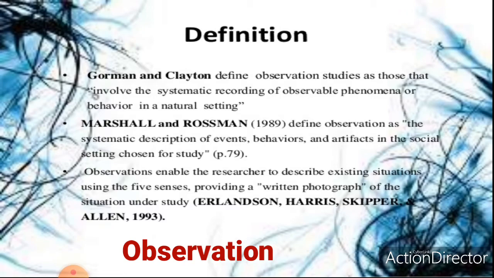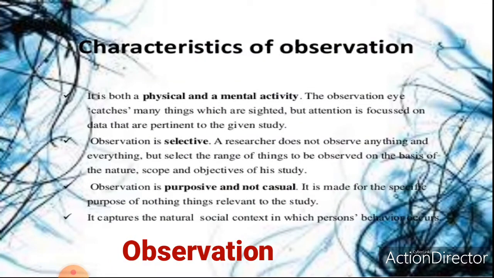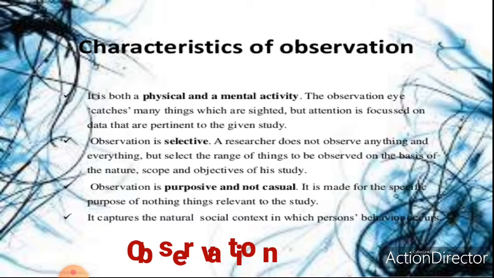Hope you understand. Now, moving to the next topic, that is characteristics of observation or features of observation. First one is observation is both physical and mental activity, which means both physical and mental activity is required for the successful implementation of observation. Now, the next is observation is selective. Observation is a selective process. Researcher does not observe everything. He decides a particular area and observes that area.